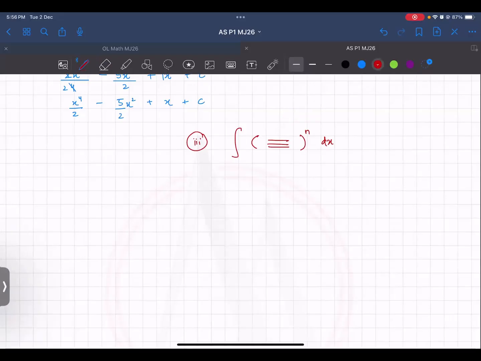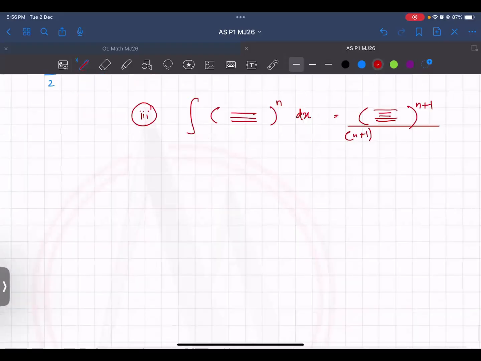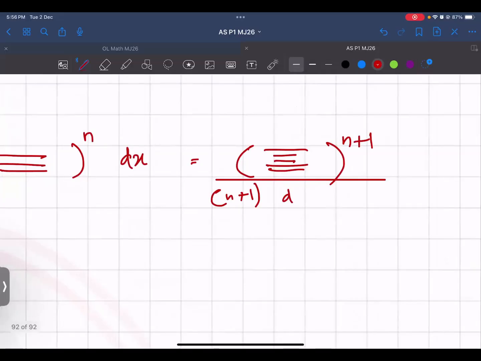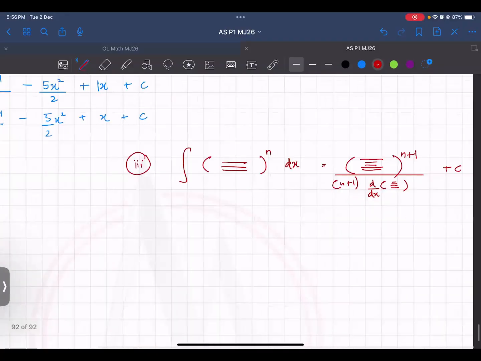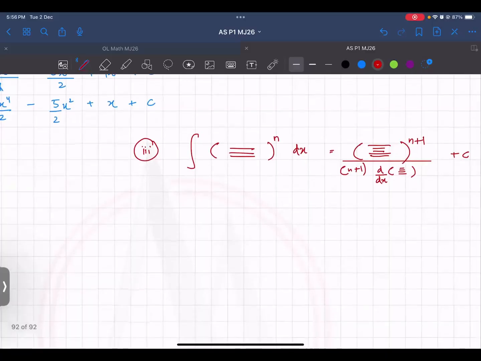So how do you integrate this? First of all, no changes inside the bracket. Whatever is inside the bracket will remain inside the bracket same as it is. The power of the bracket increases by 1, divided by the new power, and plus c. And one more thing is that you will also write the derivative of the inside of the bracket in the denominator and then plus c. So you will differentiate the inside of the bracket and you will put it in the denominator.